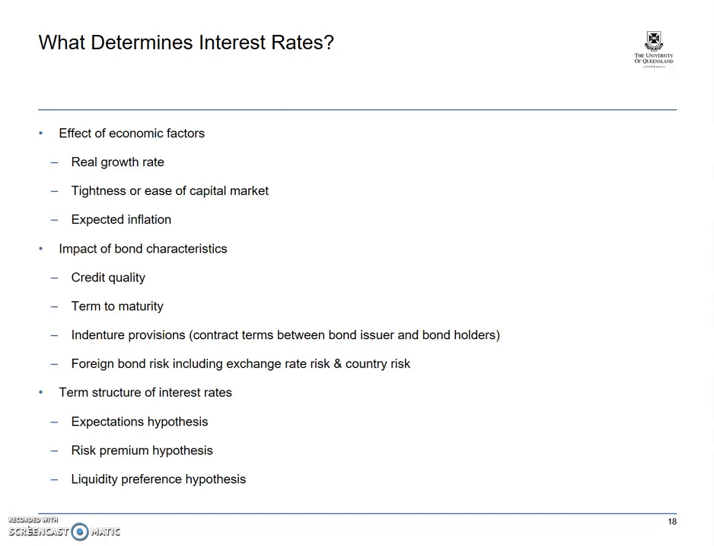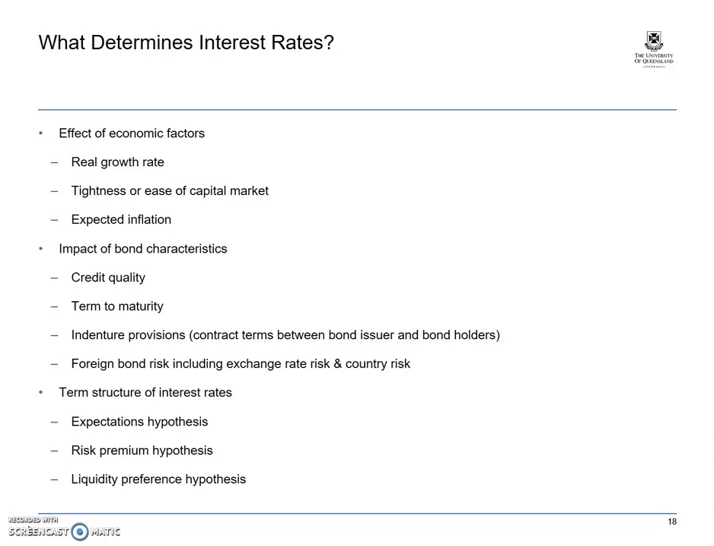What are the indenture provisions? What are the contract terms between the bond issuer and the bondholders? Obviously, the more favourable the conditions to the investor, the less risk, and therefore we'd be willing to accept a lower interest rate. And then foreign bond risk, so exchange rate, country risk and sovereign risk, will also impact on the interest rate that we would demand.